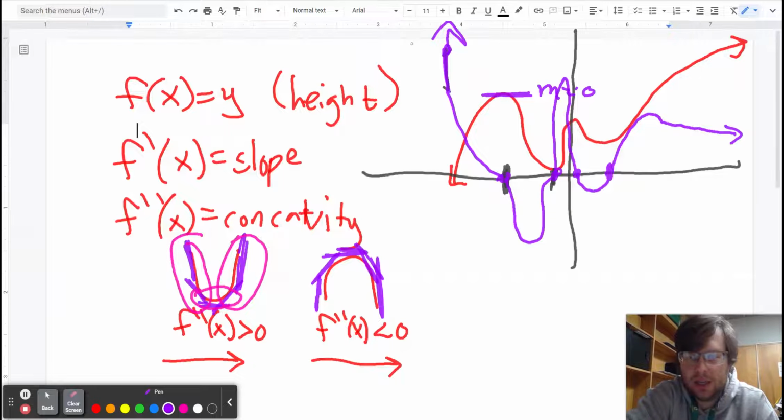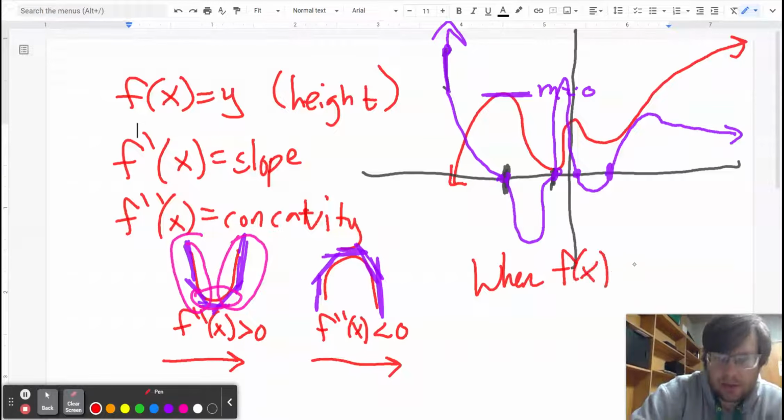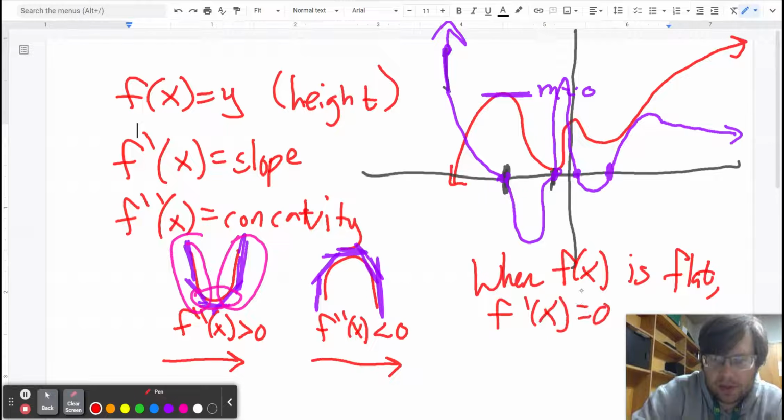So this purple curve is a possible answer for what the derivative could look like. I was really guessing at exactly how steep it was, and I didn't put a scale on the y-axis. If I had actual scales on the y-axis, I could get a more accurate derivative by estimating the slope between the given points. But the key takeaway from this example is that when f of x is flat, f prime of x equals 0.